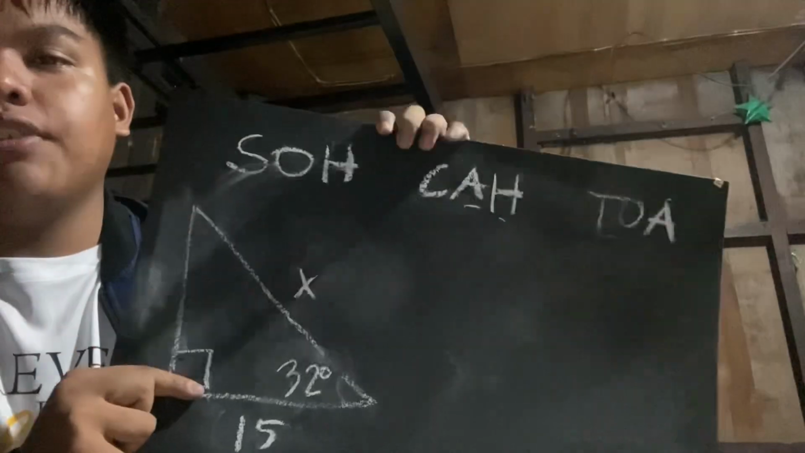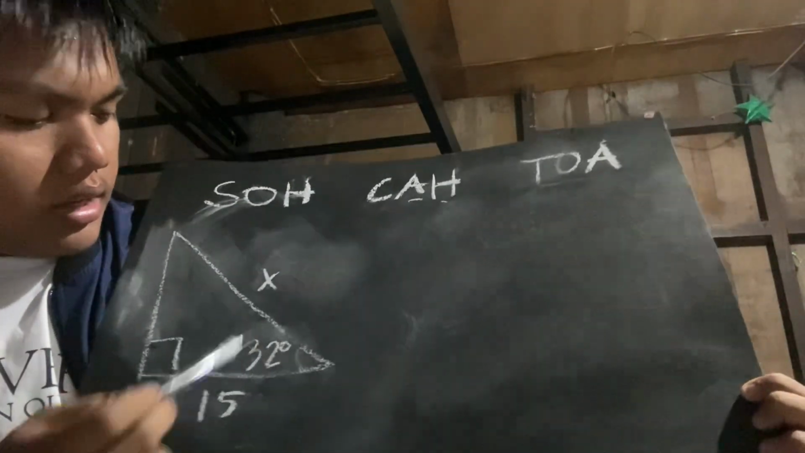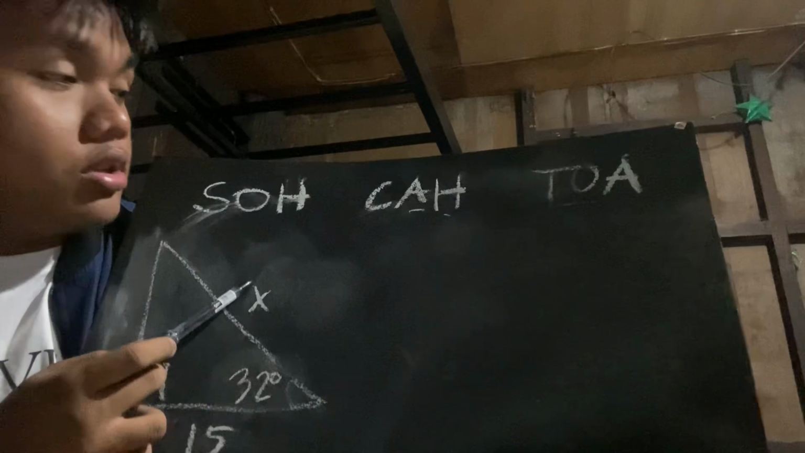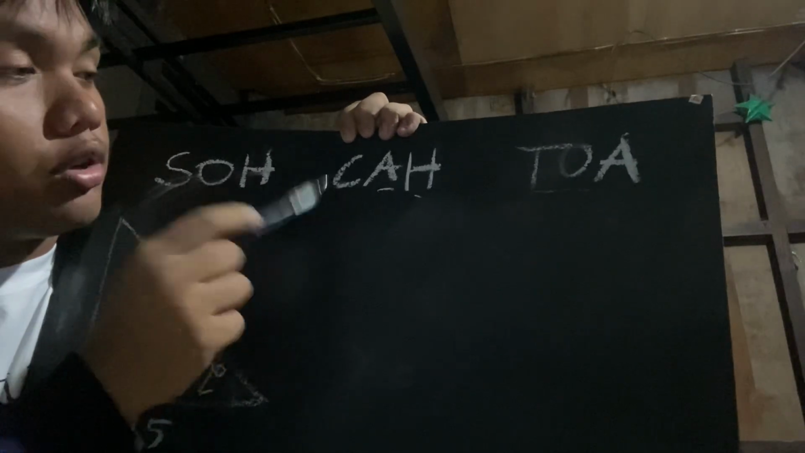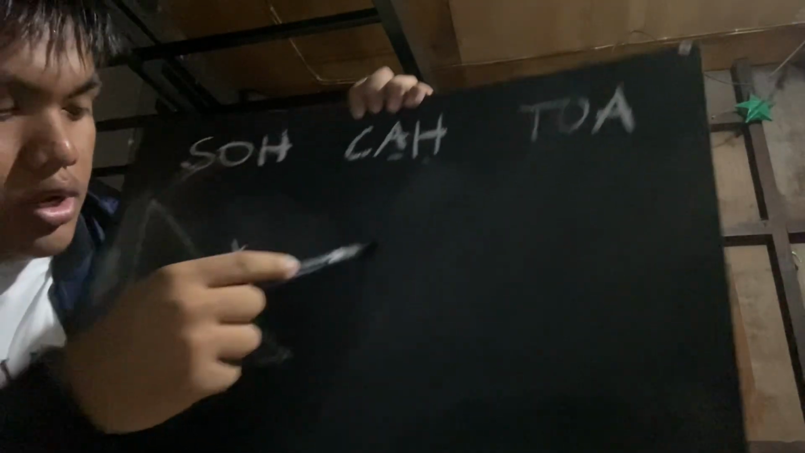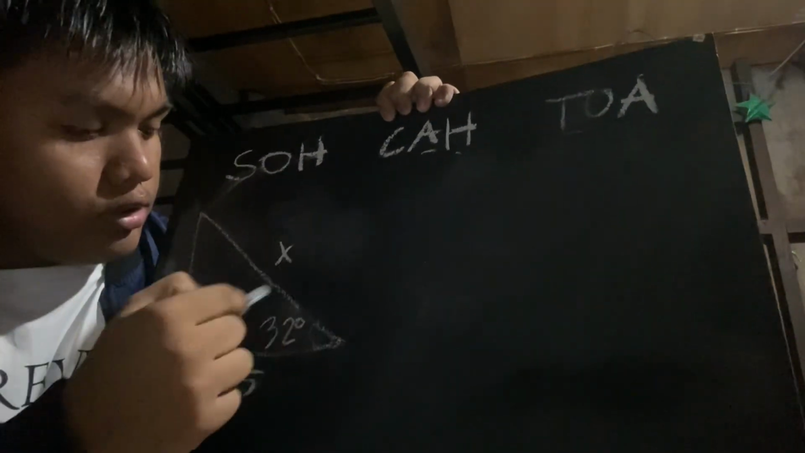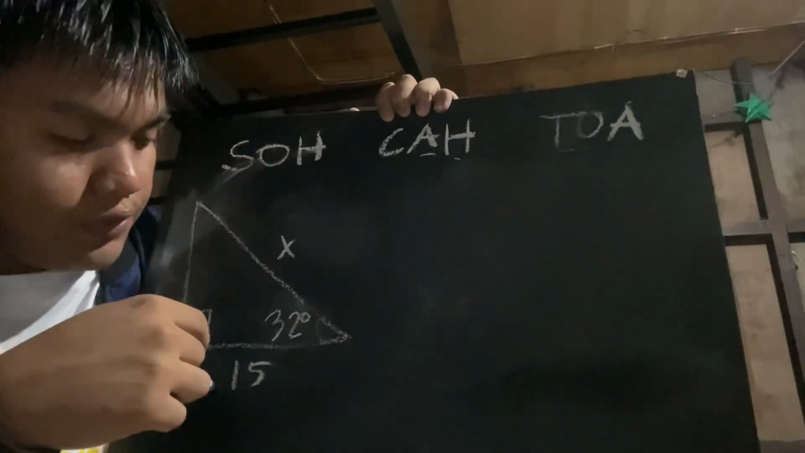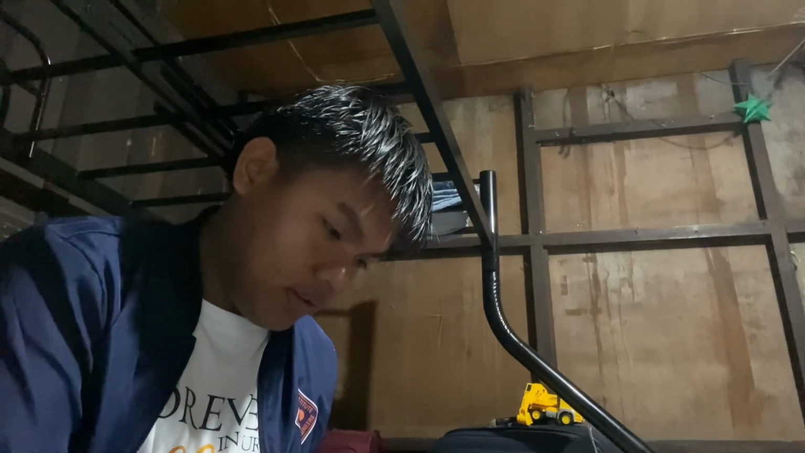So now we have another given right triangle. Now we have a given adjacent and an angle, and we need to find the hypotenuse. As you observe, we can use CAH, because CAH stands for cosine equals adjacent over hypotenuse. Since we have a given adjacent and we need to find the hypotenuse, cosine of 32 equals the adjacent, 15, over x. So we can write this as cosine 32 equals 15 over x.